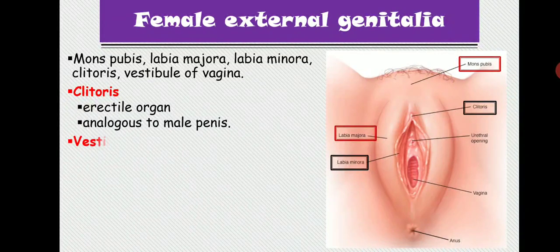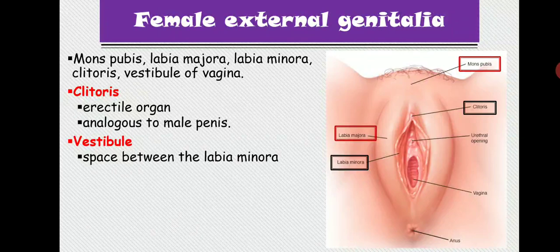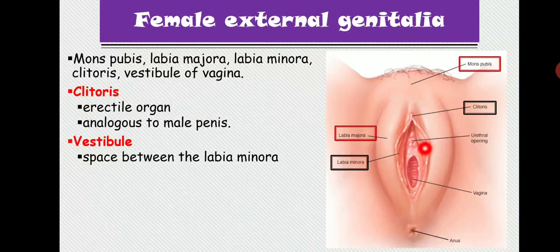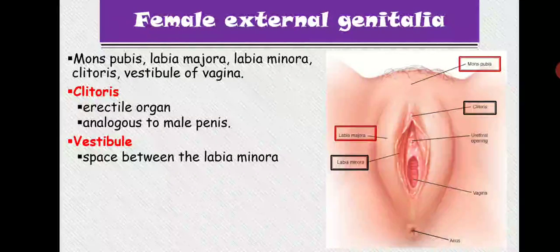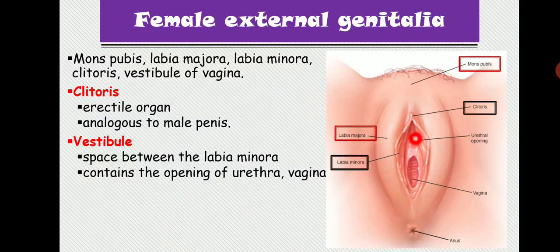Now the vestibule. The vestibule is basically the space present between the labia minora. The most outer portion is known as labia majora. On the inner side is labia minora. On top of the labia minora there is the clitoris, the erectile organ, and the space between the two labia minora is known as the vestibule. This vestibule contains the opening of the urethra as well as the vagina. This one is the urethral opening, this portion is the vaginal opening. Got it? Now let's discuss the hymen.